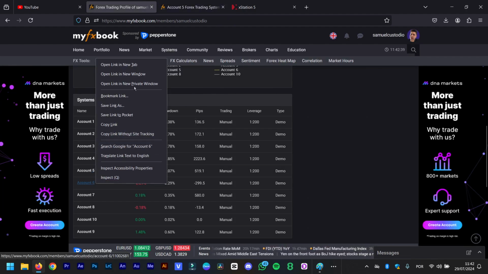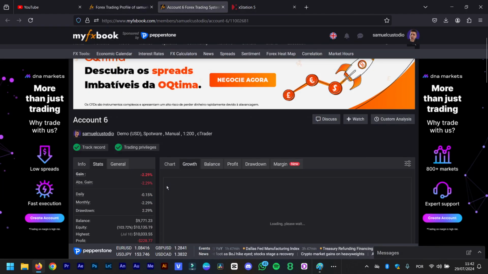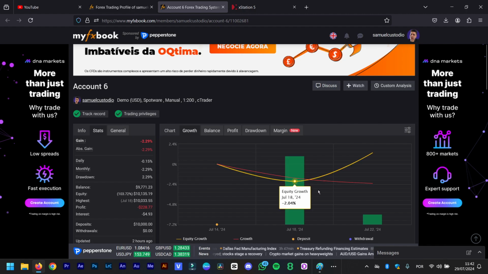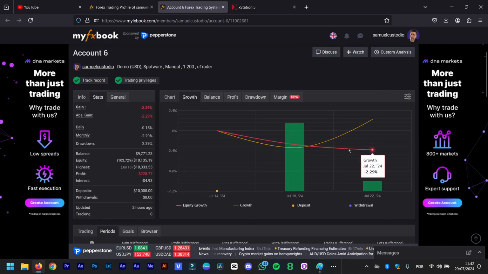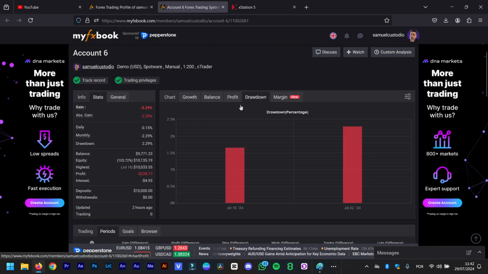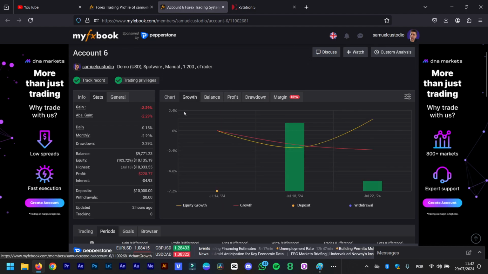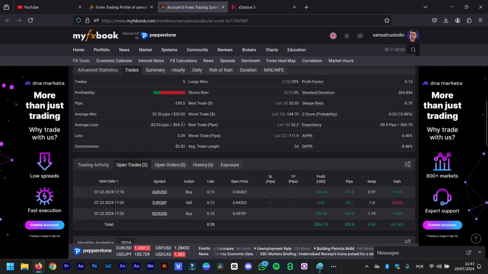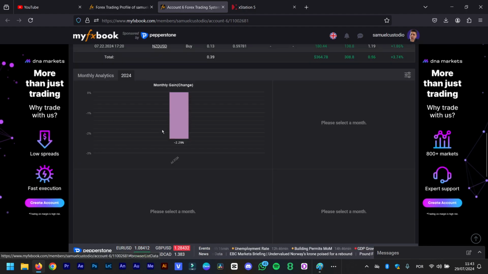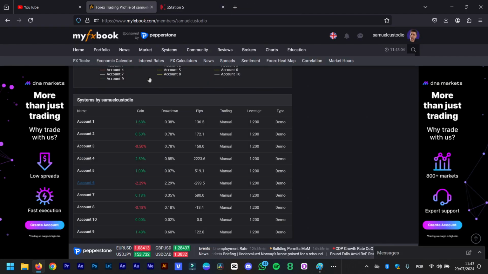Account number 6 is negative because I closed the trade that I made a mistake on. So I made a mistake in this account, but there's no problem. We're gonna get this money back too in the long term. Okay. So as you can see the margin here, the drawdown, the profit, the balance. There's no profit in this account. The growth, no growth at all. Profitability. As you can see, the monthly analysis, this one's negative, but there's no problem.